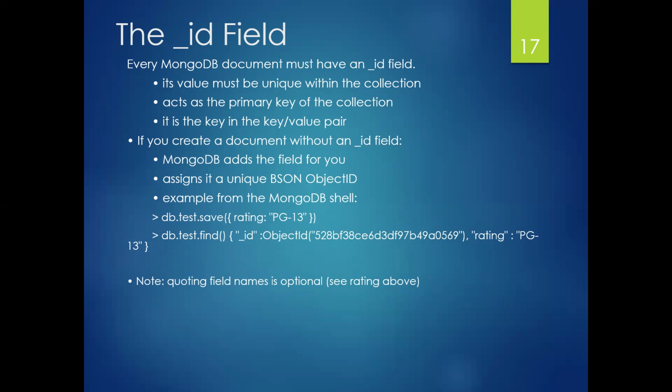If you create a document without an underscore ID field, MongoDB adds the field for you and assigns it a unique value based on an ObjectId. Here is an example from the MongoDB shell.